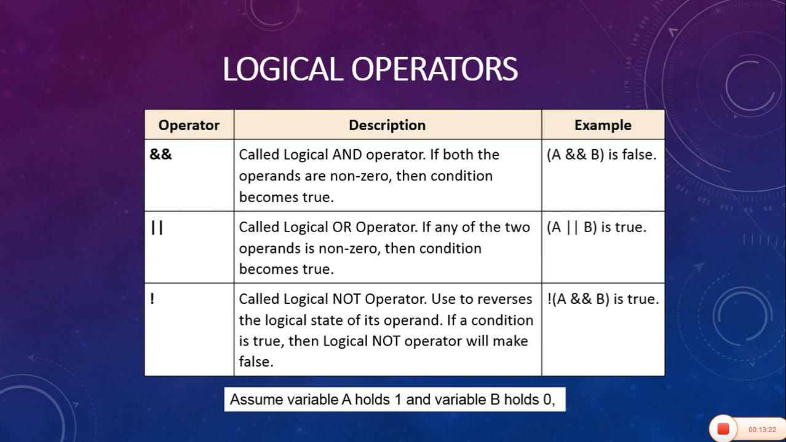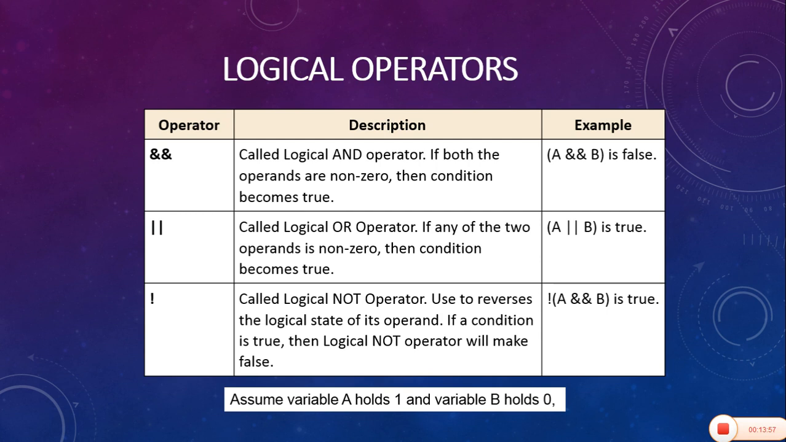And the logical OR operator: if any of the two operands is non-zero, then the condition becomes true. It means that if any one of A or B, the two operands, or both of them are non-zero, then this OR operator will give you the value true. Remember that it will give you the value false only if both the operands are 0.